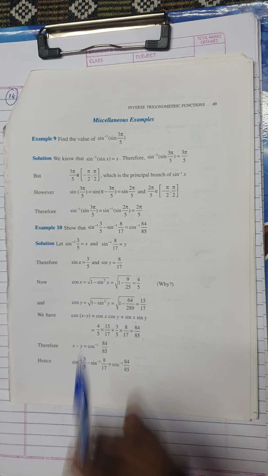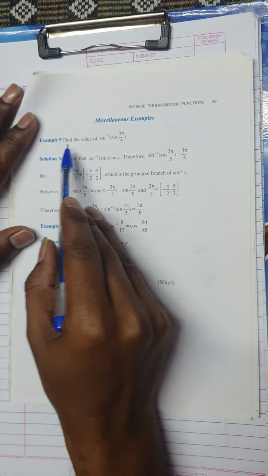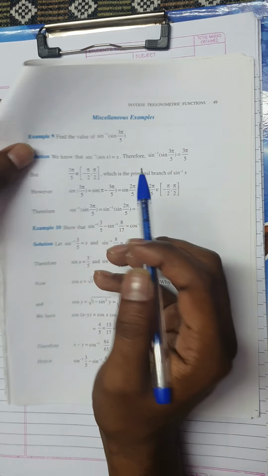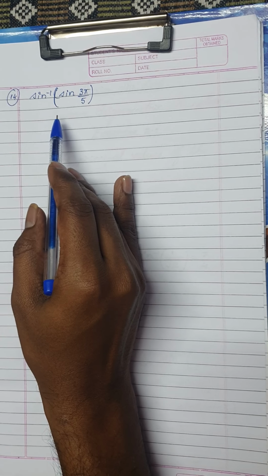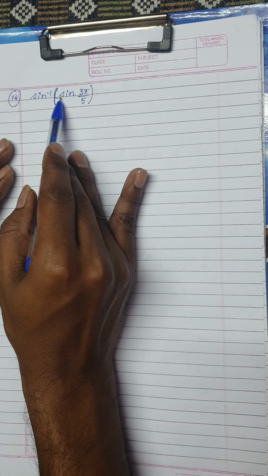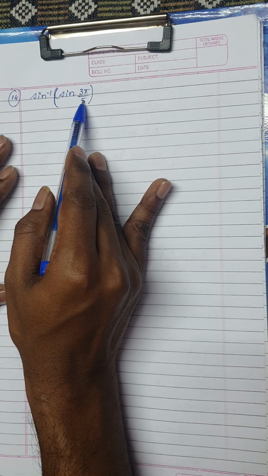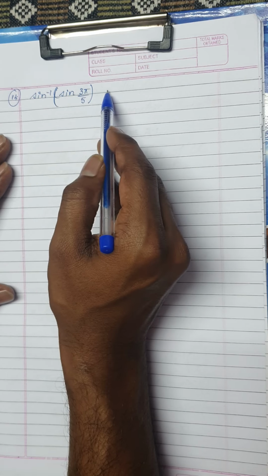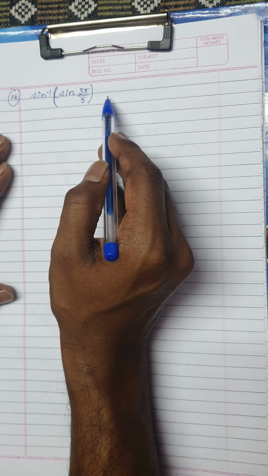Class, now consider one tricky question. Find the value of sine inverse of sine 3 pi by 5. That is also already a worked example. Now I have sine inverse of sine 3 pi by 5. There is a tendency among students to cancel sine inverse and sine and write 3 pi by 5 as the answer.